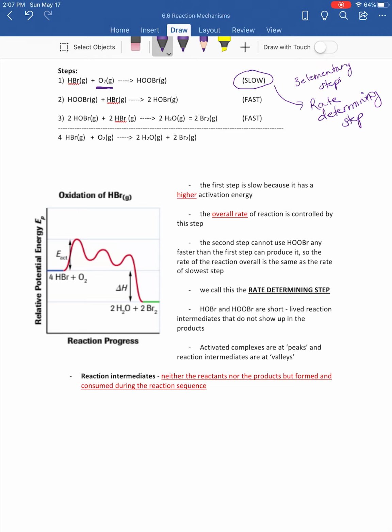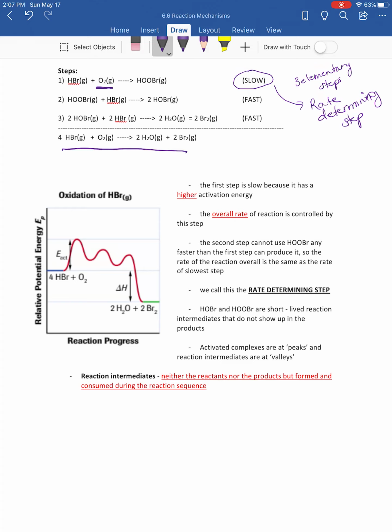Okay, and so what ends up happening with a reaction mechanism is you've got your elementary steps here. We've got 3 of them. We've got one that's slower than the rest, so we call that our rate determining step. And then this is our net reaction right here.